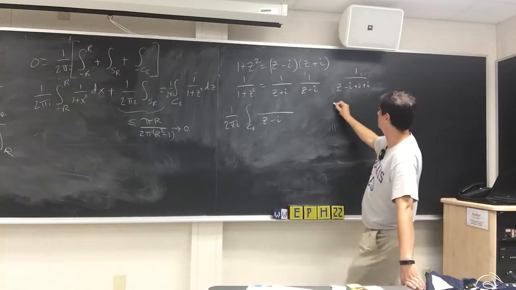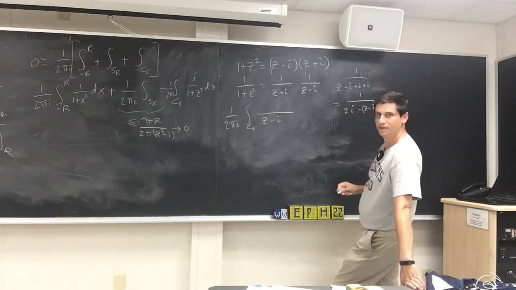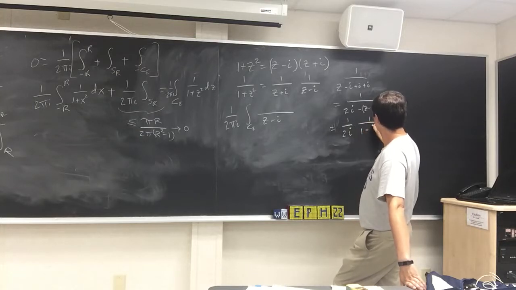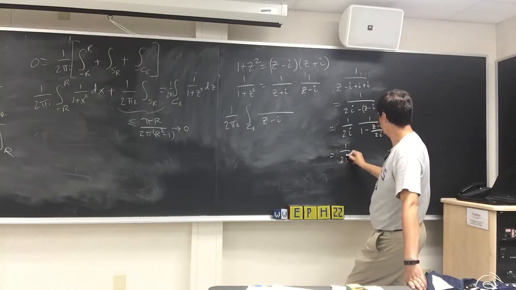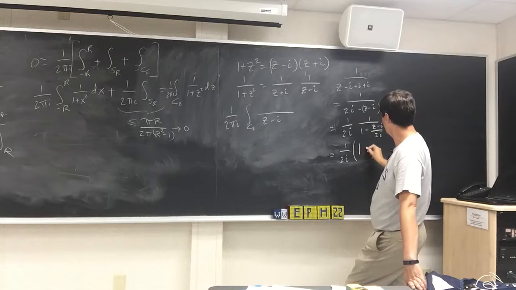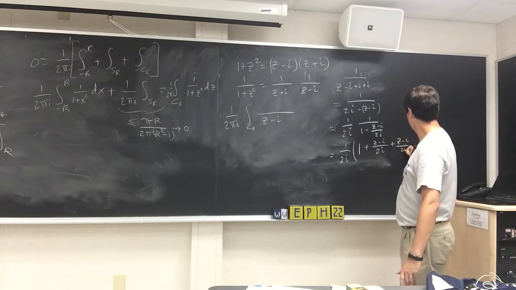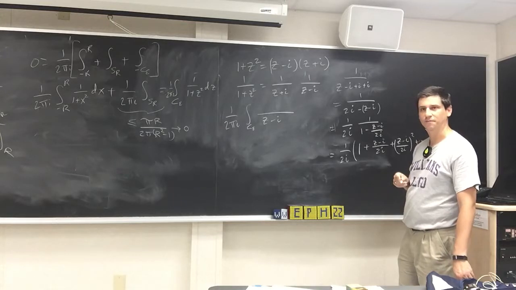I'm going to do this really pedantically. This is 1 over 2i minus z minus i. I'll pull out the 2i. It's 1 over 2i, and it's 1 over 1 minus z minus i over 2i. Now I use the geometric series. It's 1 plus z minus i over 2i plus z minus i over 2i squared.